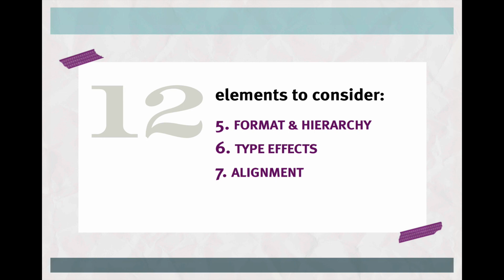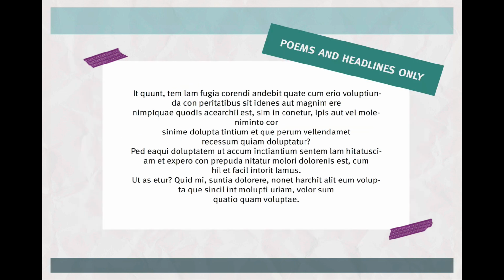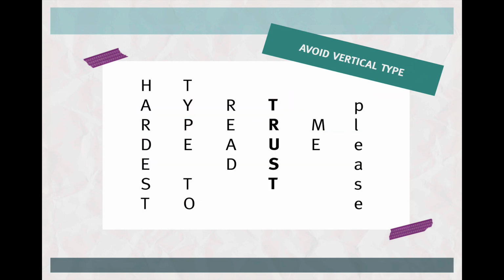Now let's talk about alignment. Center alignment should be used for poems and headlines only. And headlines would not be more than 7 to 10 words, more than likely. Hopefully your headlines are between 3 and 7 words. That's the only place that it's okay to use centered type. Centered type otherwise is really difficult to read. The hardest to read type is vertical type, so you want to avoid that. It actually makes the reading slower for your audience.